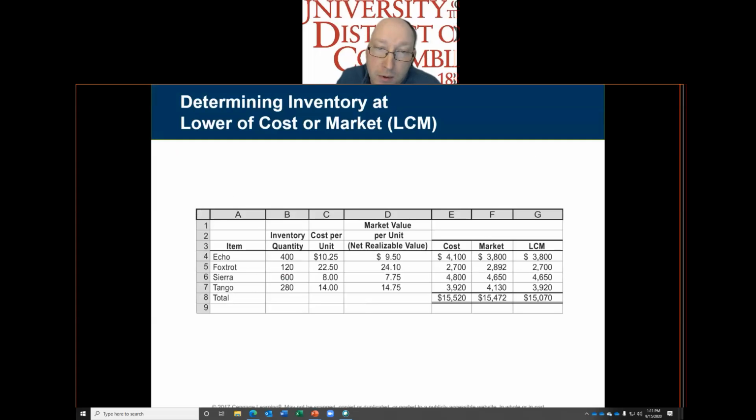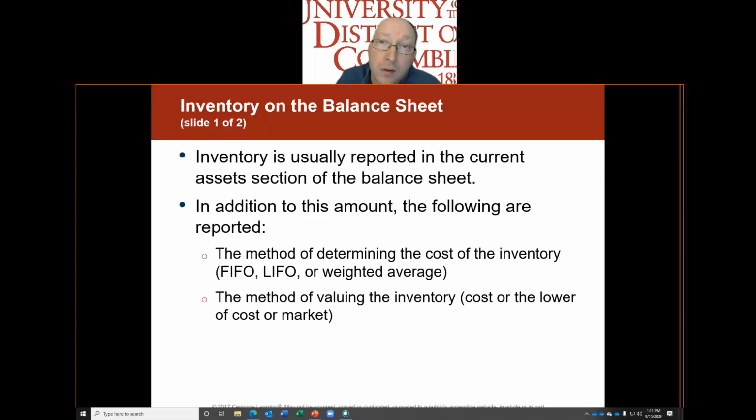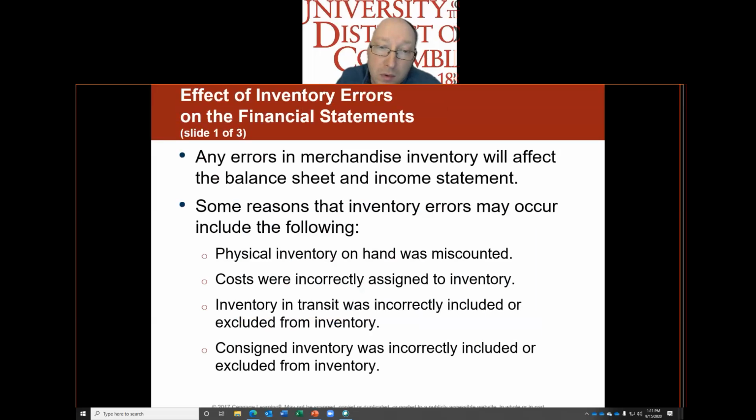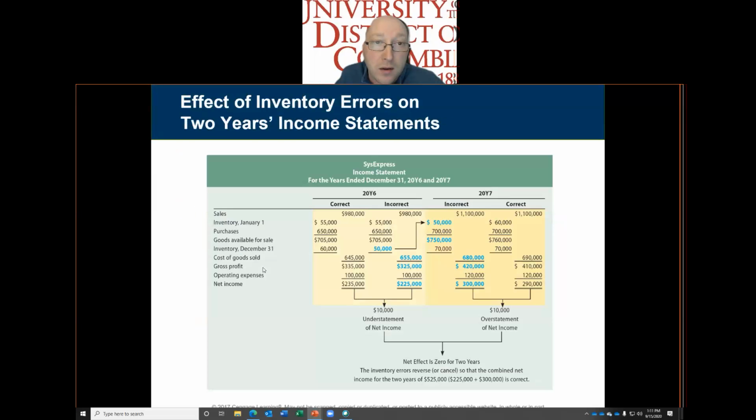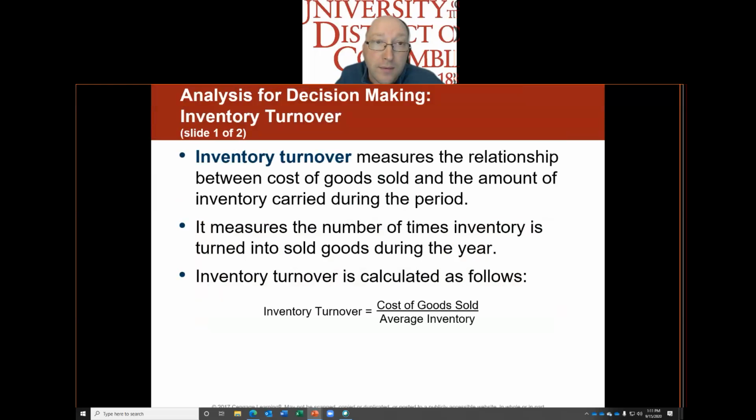Here's an example. Inventory on the balance sheet. Let's see where we're at. I think we're pretty close to the end here. So all this other stuff is not as relevant.